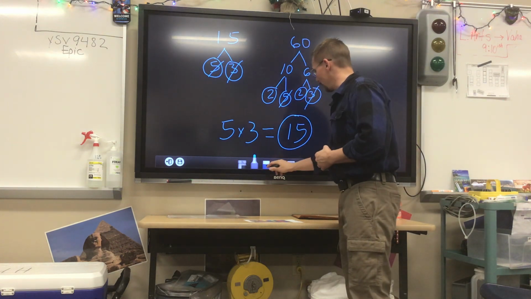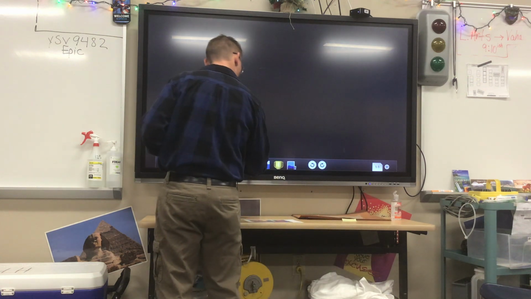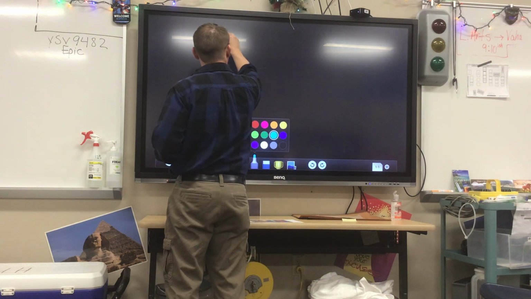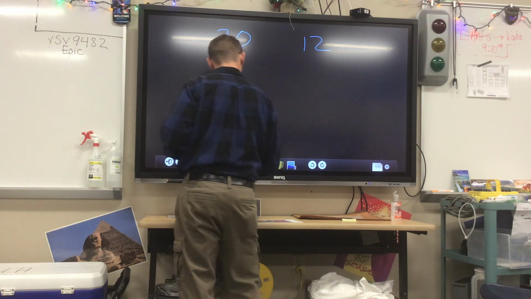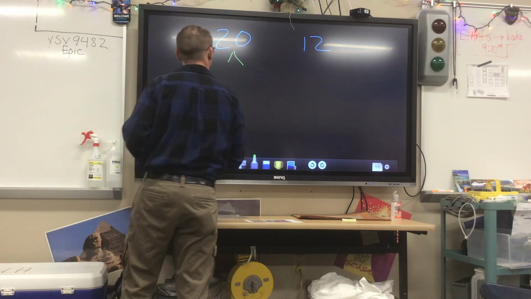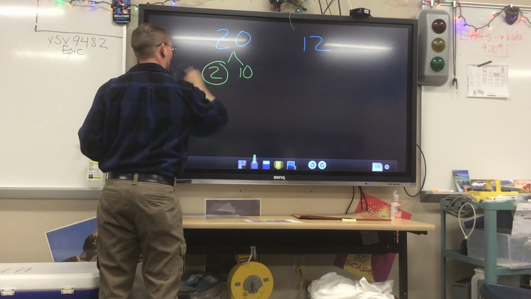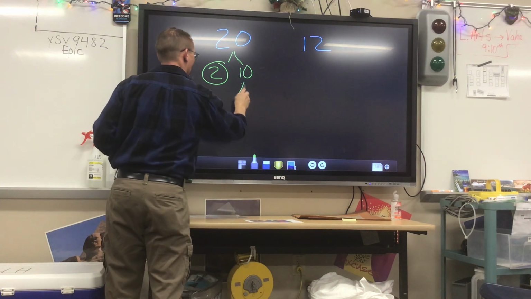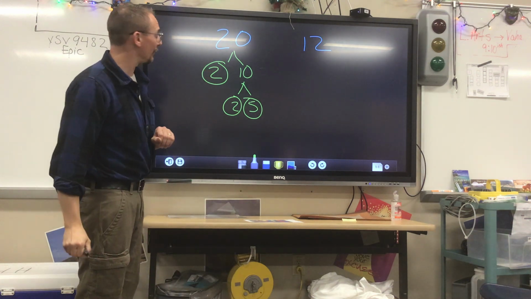All right, let's try another one. Again, we're always doing these factor trees. For our new one here, we're going to have 20 and 12. We're going to see what the greatest common factor is for 20 and 12. 20 breaks down into 2 times 10. 2 can't get any smaller, so I'm going to circle it. 10 breaks down into 2 times 5. 2 can't get any smaller, and 5 can't get any smaller. I'm done with it.